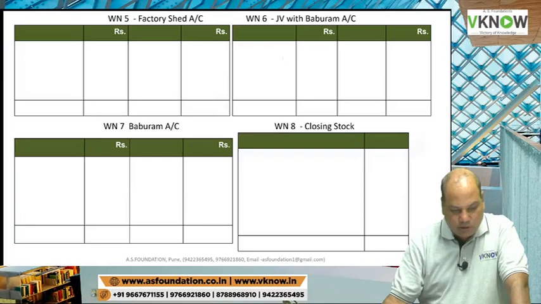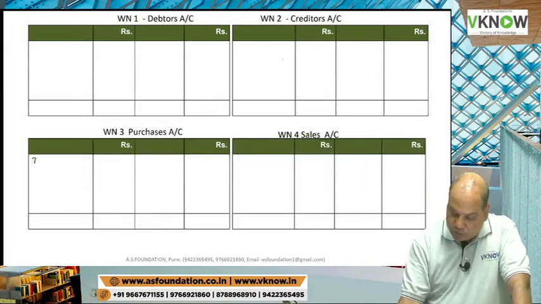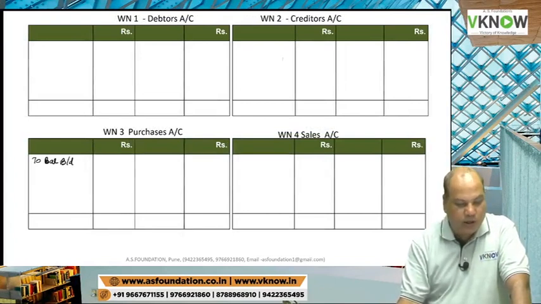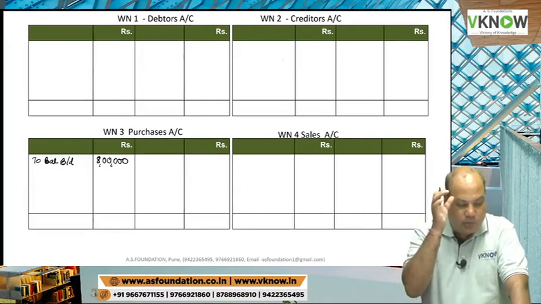And then there is a purchase, working note 3, purchase account, to balance brought down. To balance brought down means the balance given in the question, not the opening balance on the first day of the year. So to purchases write down 8 lakh. And expenses they have given 7 lakh. The breakup of that expense is given in point number 2.